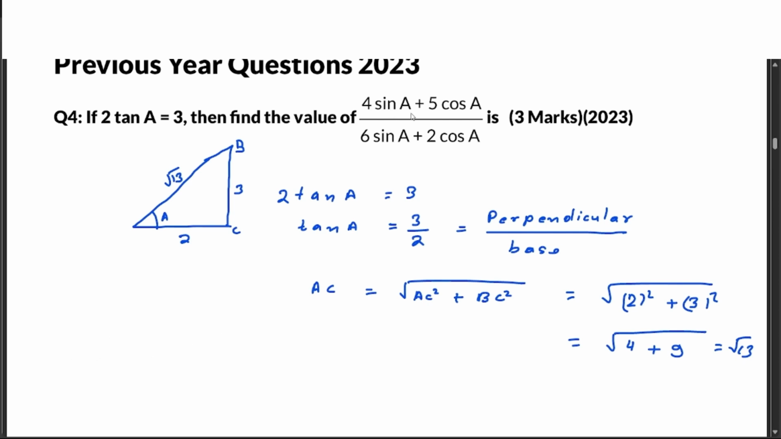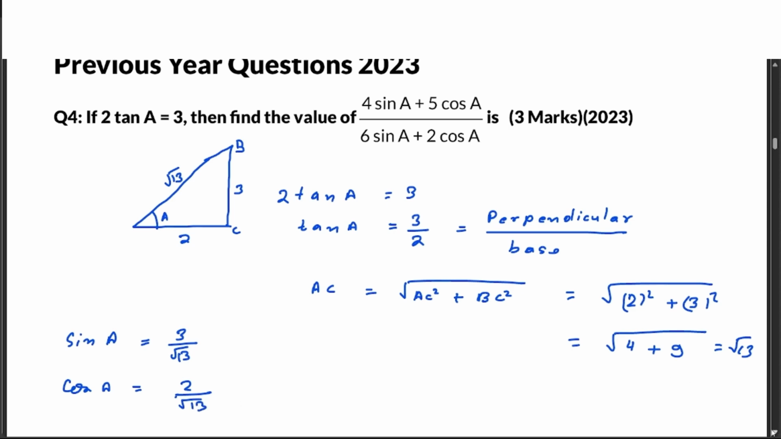So first it is saying sine A. So we can say sine A is equal to how much? Sine A means perpendicular over hypotenuse. So how much your perpendicular is given here? 3 and hypotenuse root 13. Okay, same way we can find the cos A. So cos A is equal to what? Base over hypotenuse. So we can say here root 2 over root 13.